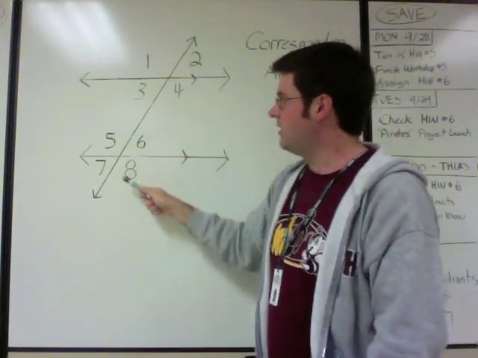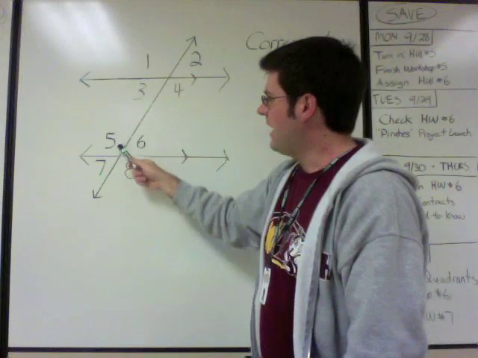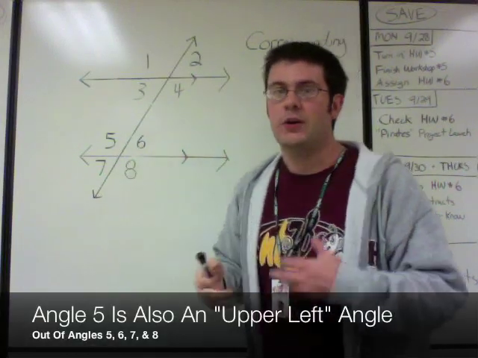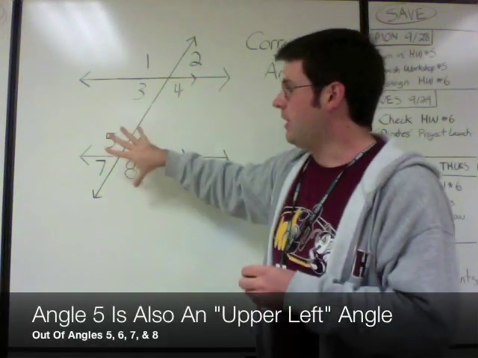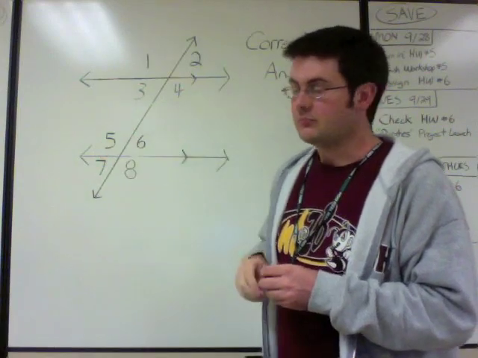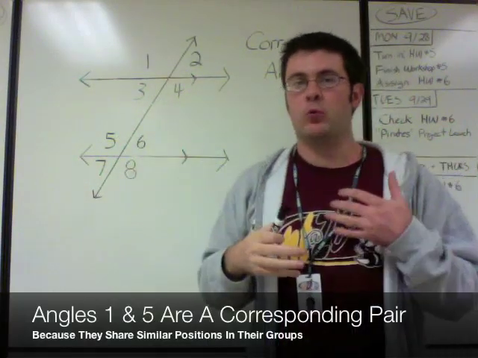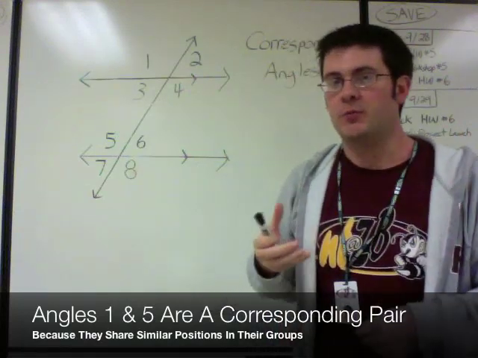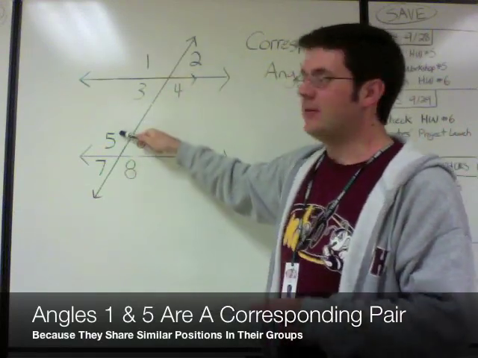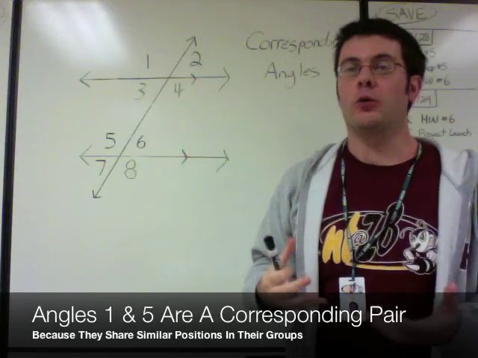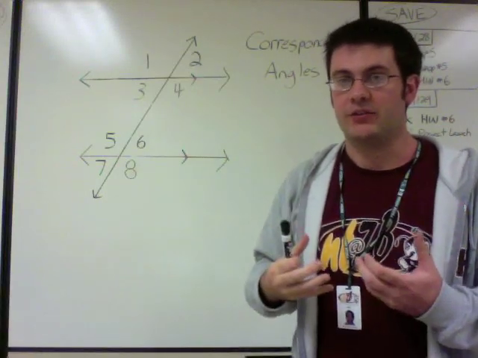Now let's look at this section of 4 down here. Angle 5 is also in an upper left position in relation to this group of 4. Okay, so angle 1 and angle 5 are both in the same relative position in their group of 4. So angle 1 and angle 5 form what's called a corresponding pair of angles.